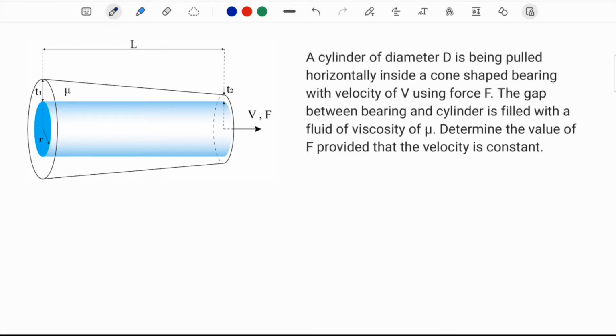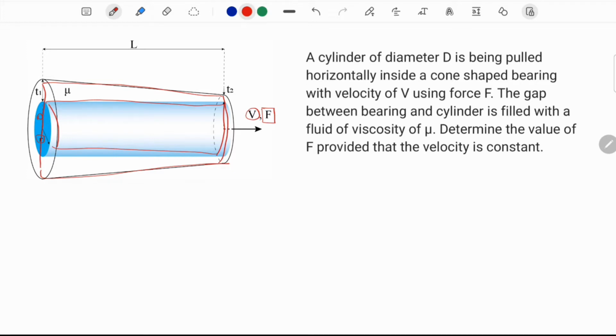A cylinder of diameter d. This is a cylinder of diameter d, radius r and diameter d, being pulled horizontally inside a cone-shaped bearing with velocity v using force F. This is a cone-shaped bearing. It's actually a truncated cone, and the cylinder is being pulled with velocity v using force F.